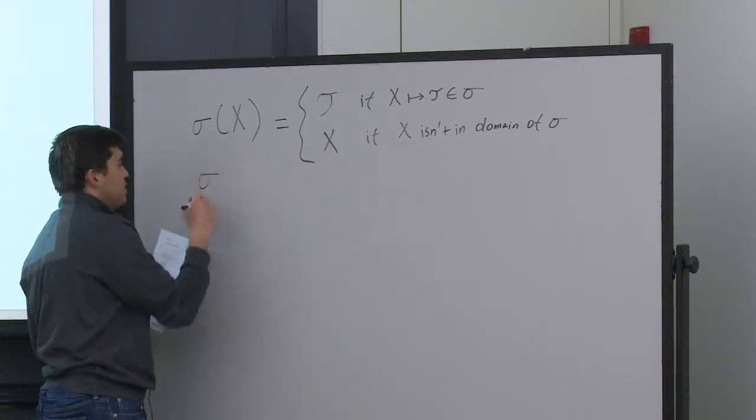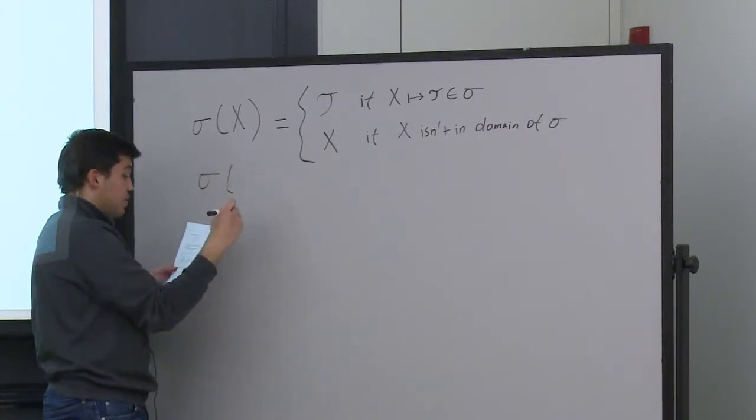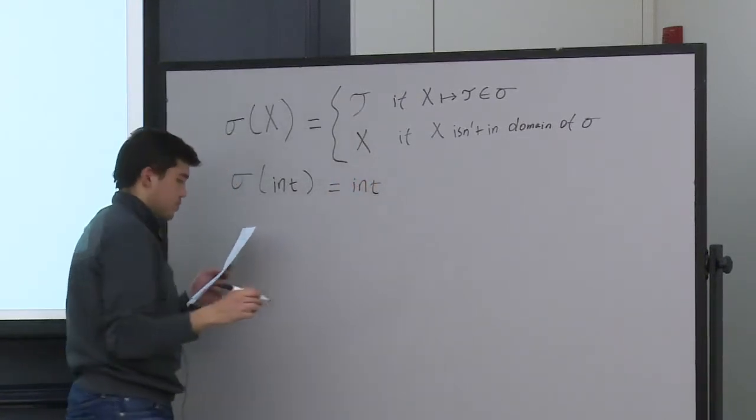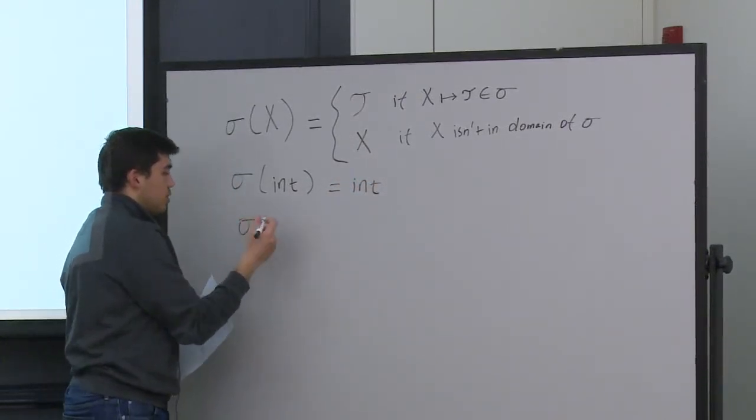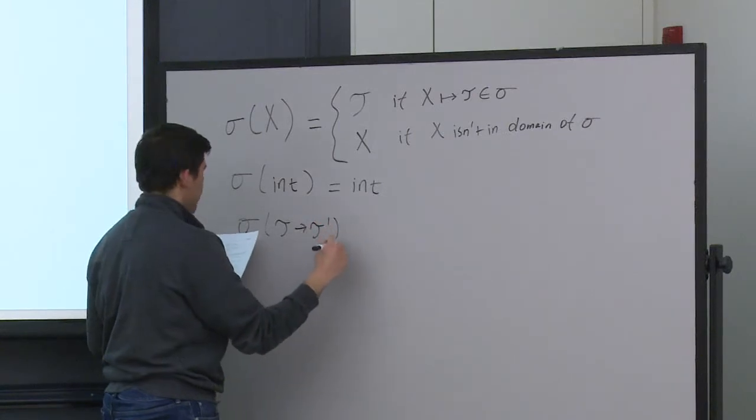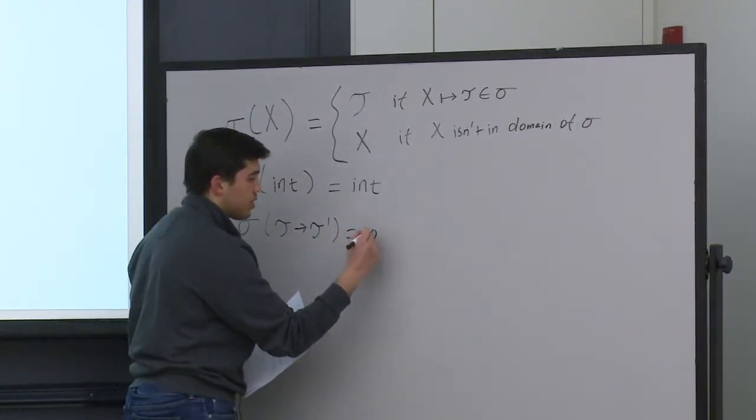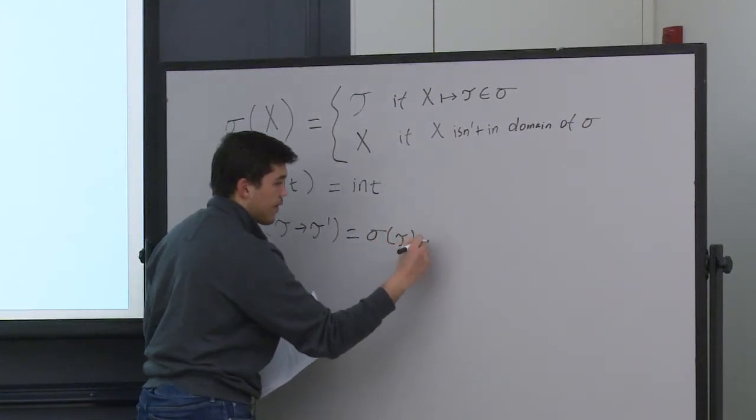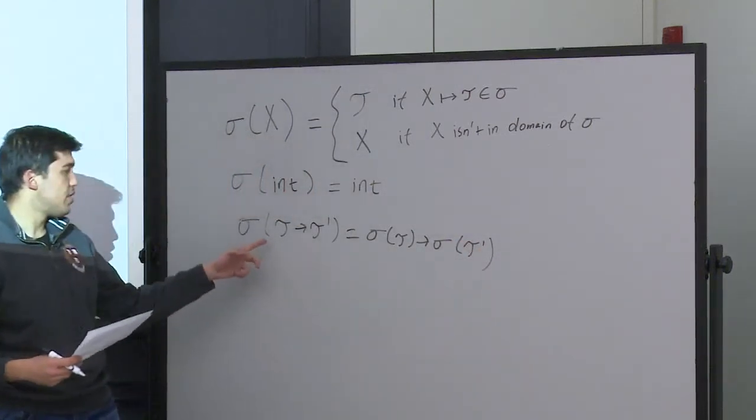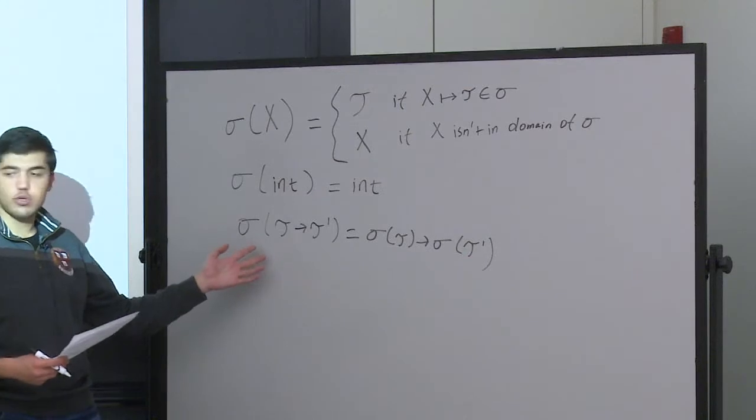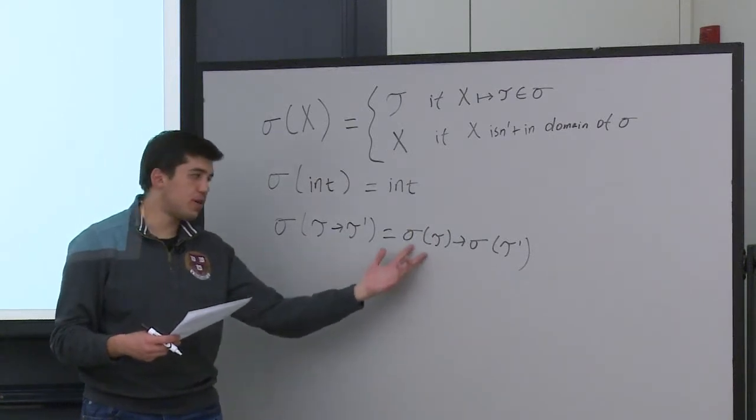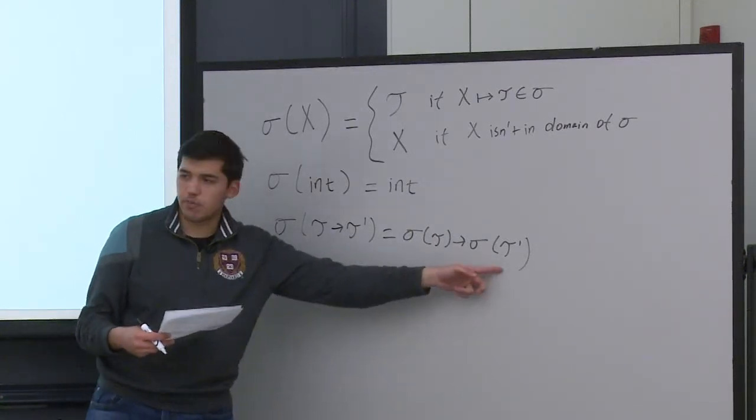But let's say sigma is given the input integer, then you return the same integer type. And if you're given a type for a function, so let's say tau going to tau prime, then you would be breaking these down into two parts. This part here is pretty intuitive, because you'd be doing substitution not on this function altogether, but breaking it into two parts, where you first figure out the type of tau, and then figure out the type of tau prime.